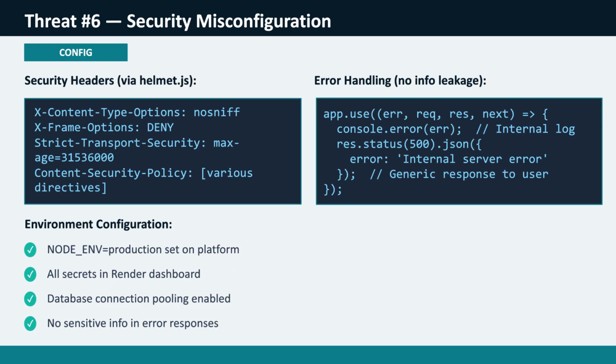Security headers tell the browser what content is allowed. We configure them to prevent framing, clickjacking, MIME sniffing, and unauthorized script execution. Error handling is important. We log detailed errors server-side for debugging, but return generic messages to users. These prevent information disclosure. We also use environment variables to keep configurations separate from code.